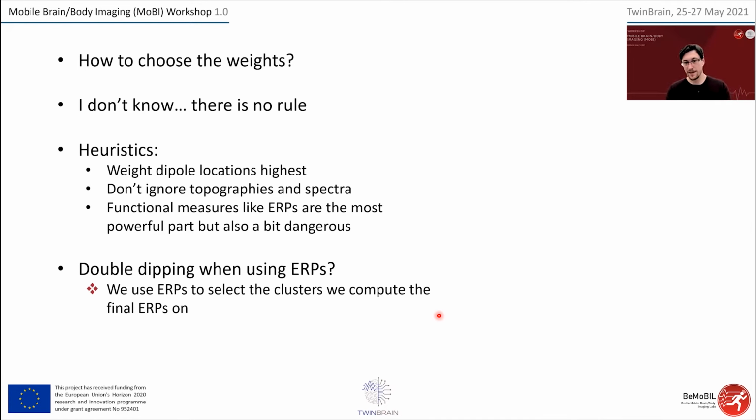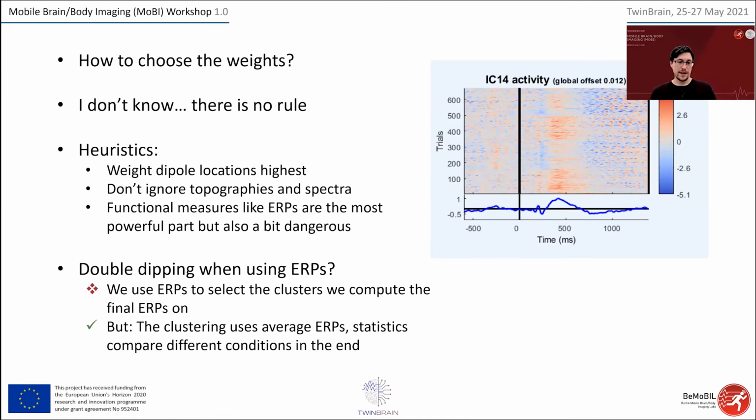But there is a counter argument for this, and that is when you are doing this clustering with ERPs or other functional measures, you use the averaged ERP. So every IC has the averaged ERP over the conditions. And in the end, the statistics that we compute are trying to find differences between the conditions. This is, for example, the ERP of one IC, IC 14. This is the average ERP right there.